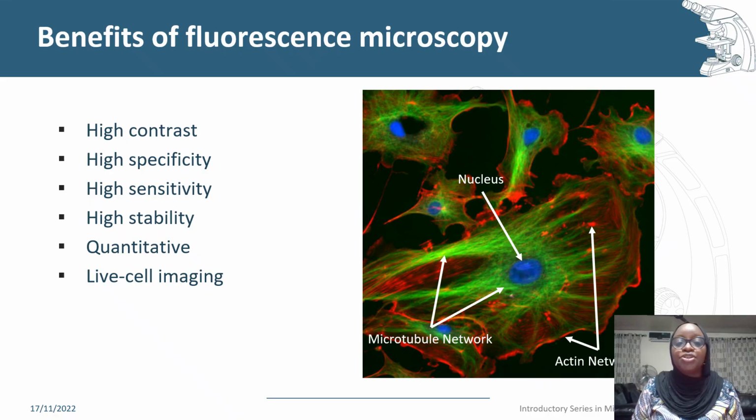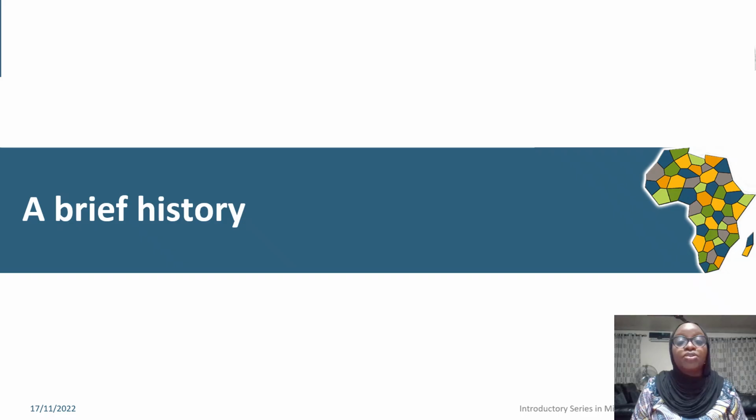Take a look at this image. It's a multicolor fluorescent image showing labels that differentiate and demarcate the cellular organelles, such as the nucleus and cytosol, including components such as actin and microtubules. This image cannot be seen on phase contrast or DIC. So let us start with a brief history about fluorescence and how it came about.